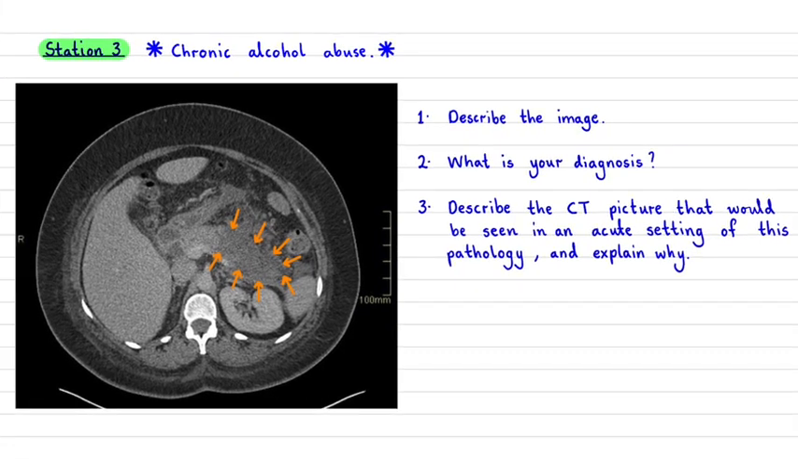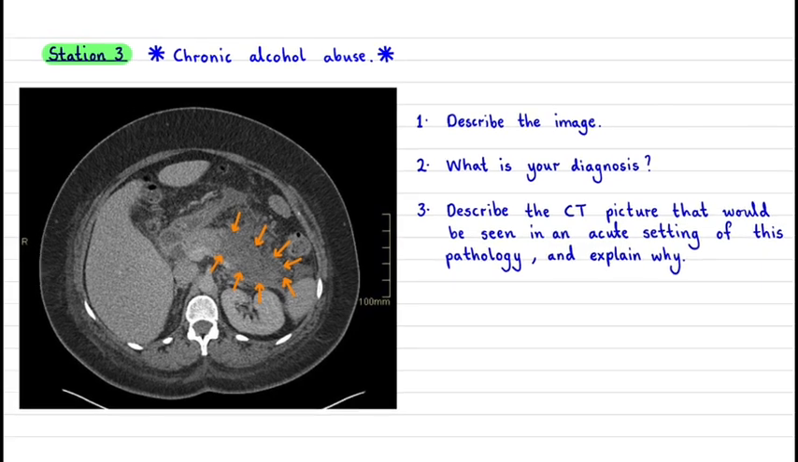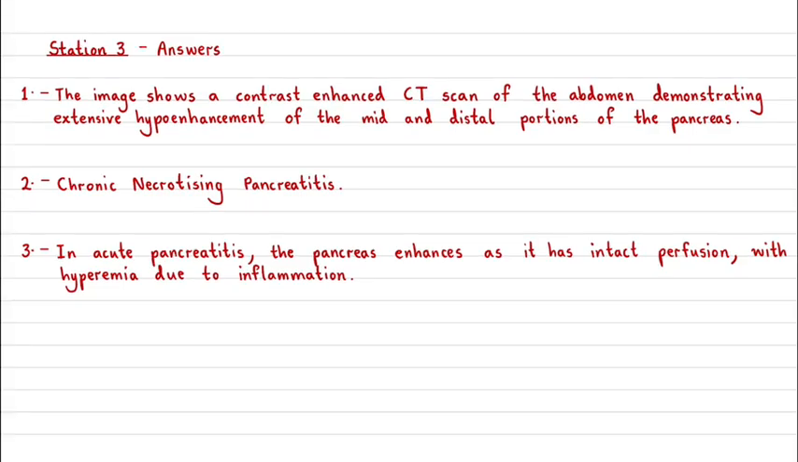Station 3 says, describe the image, what is your diagnosis, describe the CT picture that would be seen in an acute setting of this pathology, and explain why. We'll start with the description. So this is how I described it. The image shows a contrast enhanced CT of the abdomen, demonstrating extensive hypoenhancement of the mid and distal portions of the pancreas.